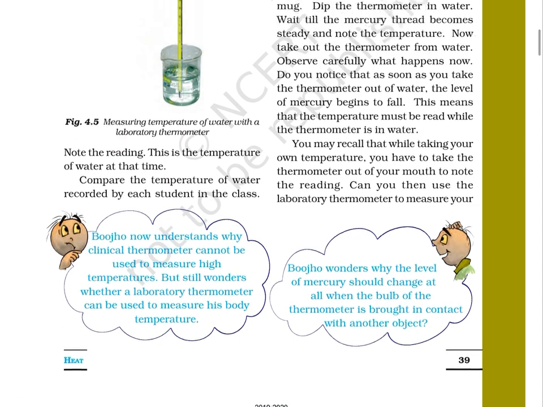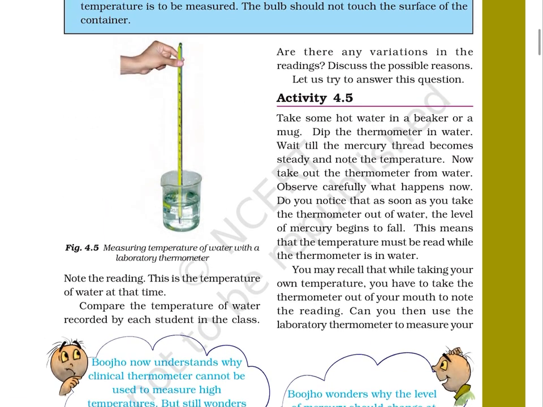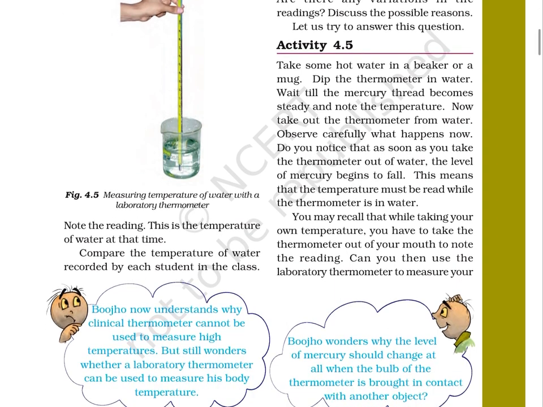Activity 4.5. Take some hot water in a beaker or a mug. Dip the thermometer in water. Wait till the mercury thread becomes steady and note the temperature. Now, take out the thermometer from water. Observe carefully what happens now. Do you notice that as soon as you take the thermometer out of water, the level of mercury begins to fall? This means that the temperature must be read while the thermometer is in water.